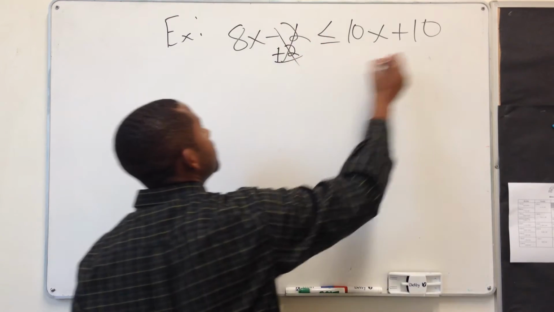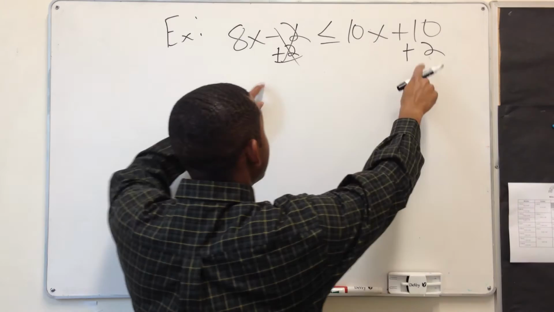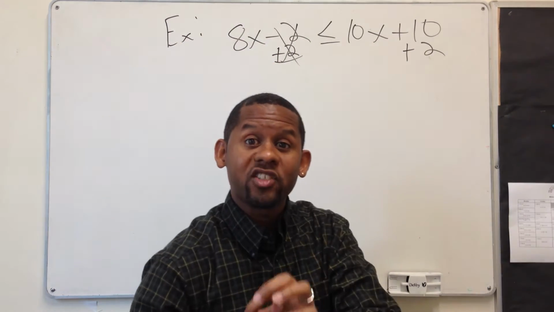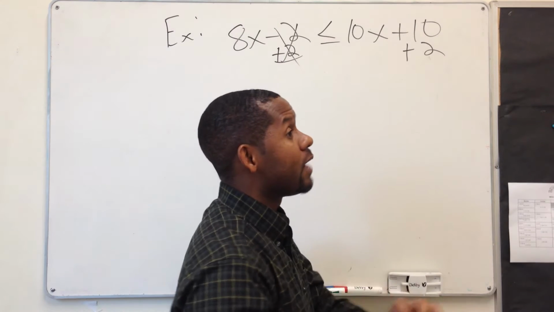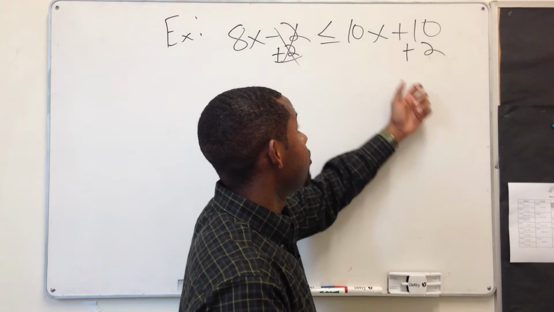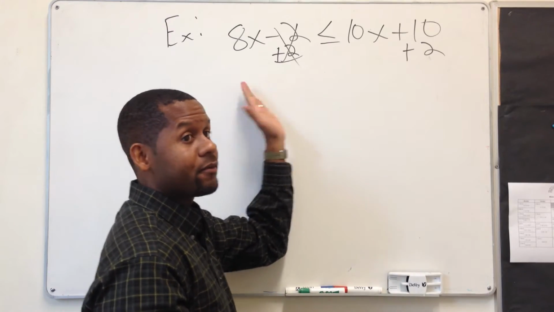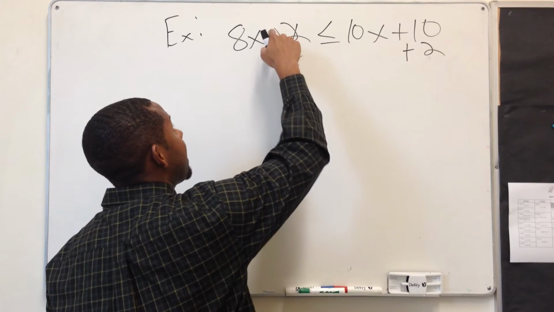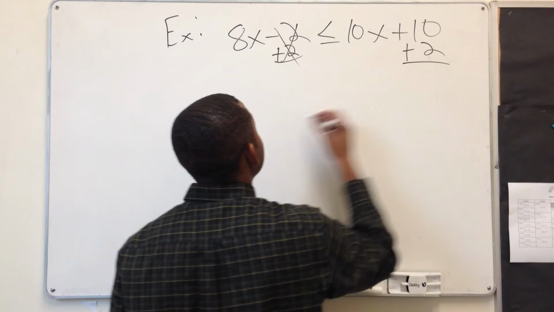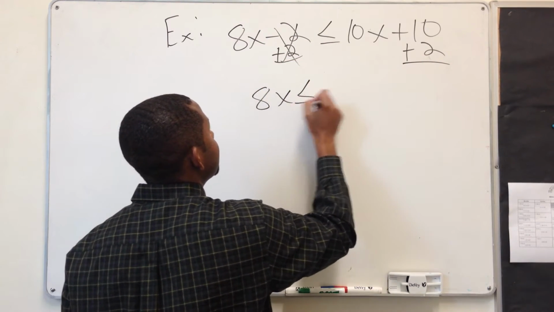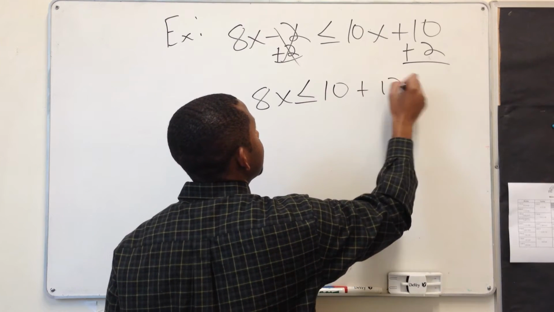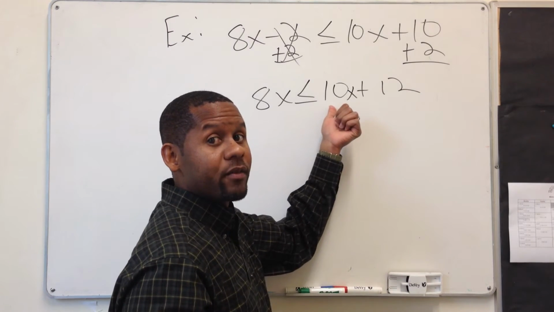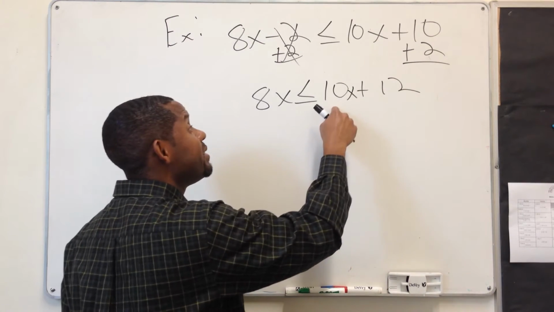So, here it is. This is what I do. I go plus 2, plus 2. And remember, I don't want this over here. I want all my variables typically on this side, especially with inequalities. Your life will be easier for the most part if you put your variables on the left and your constants on the right. So I'm going to do that. I don't want a minus 2, so the opposite of minus 2 is plus 2, plus 2. I'm left with 8x less than or equal to 10x plus 12.